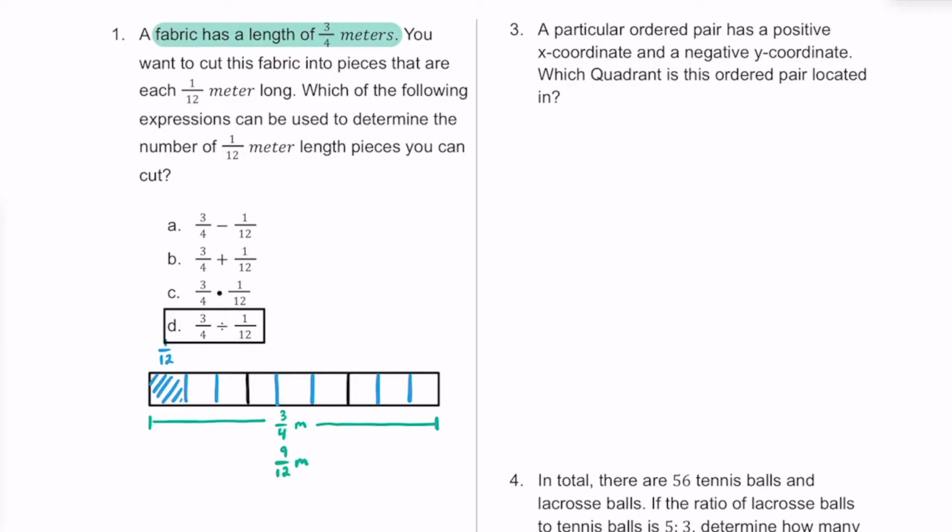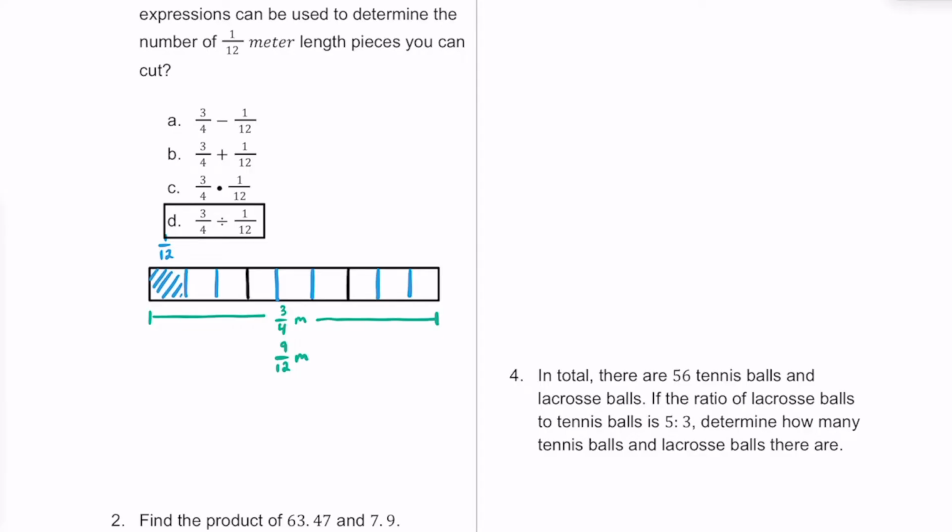these in here. And if we actually go ahead and complete the algorithm here, let's see what that's going to look like. If we take the 3/4, which is the entire fabric, and we divide that by 1/12 to see how many of them fit inside. Keep in mind when we divide, we're actually going to take that first fraction, multiply by the reciprocal of the second fraction, so that's going to be 12/1.